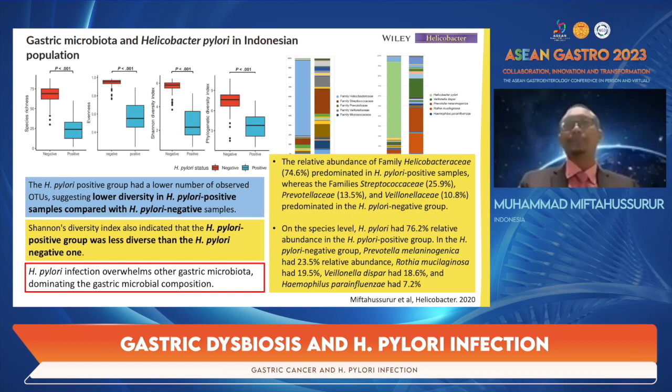pylori negative group. In the species level, H. pylori positive group had higher abundance of H. pylori, and also in the H. pylori negative group, the predominant species were Prevotella, Rothia, Veillonella, and Haemophilus parainfluenzae. We can conclude that H. pylori infection overwhelms other gastric microbiota and dominates the gastric microbial composition.